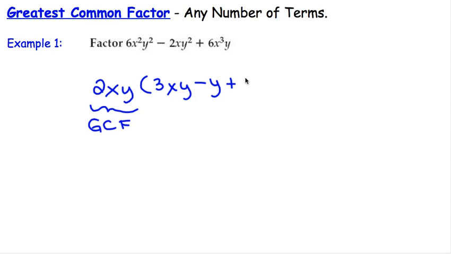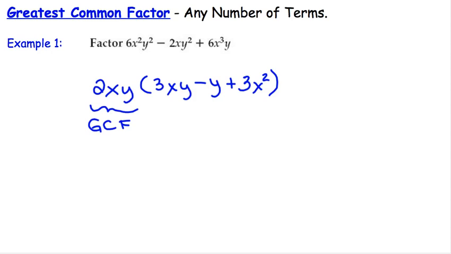When I pull out the 2 in front, it leaves me with 3. X is cubed. I pull out one of those x's, so it leaves me x squared, and the y is out front. So this entire thing, 2xy times 3xy minus y plus 3x squared is my answer. If you want to check to make sure that you've done it right, you would take 2xy, distribute it, and that would give you your answer of what you started with.